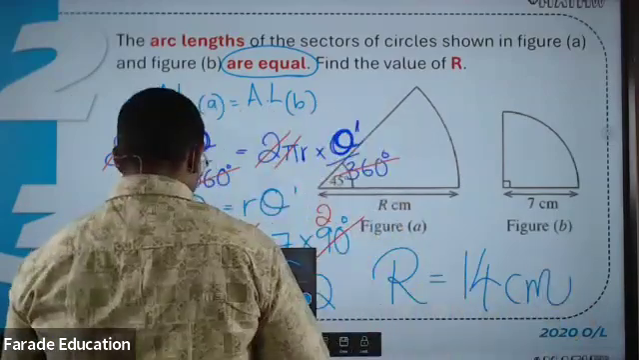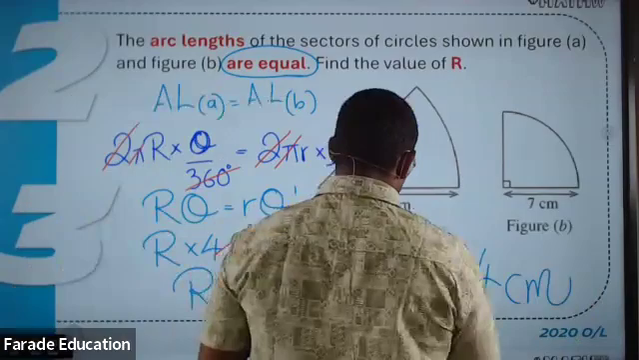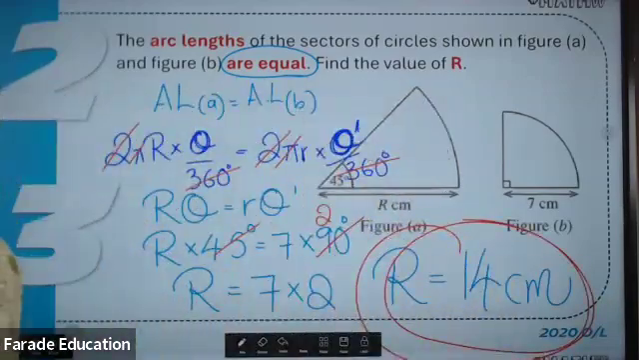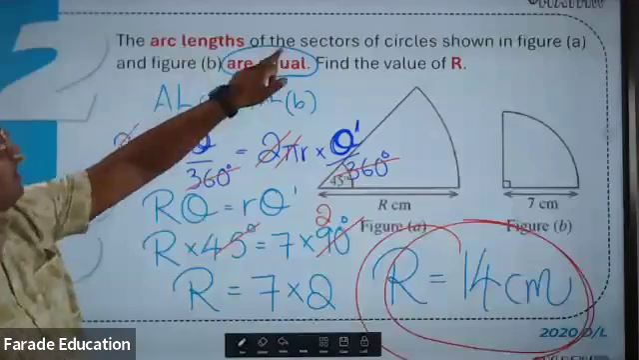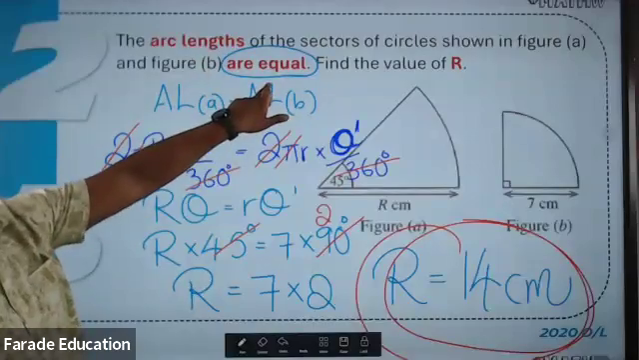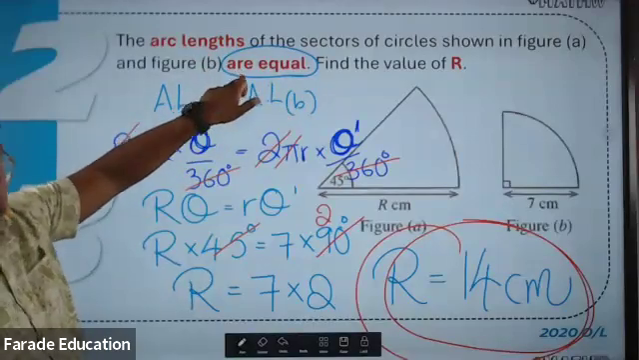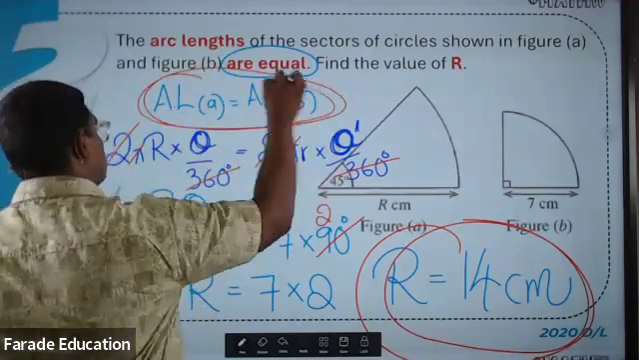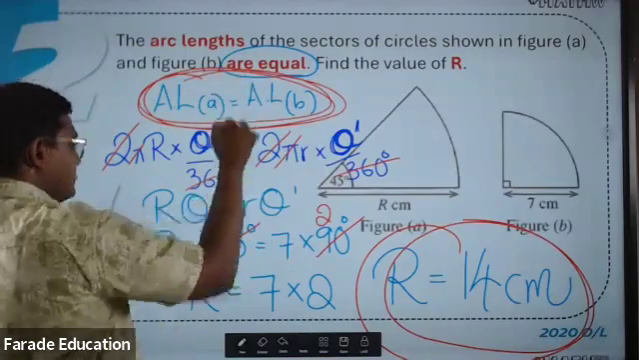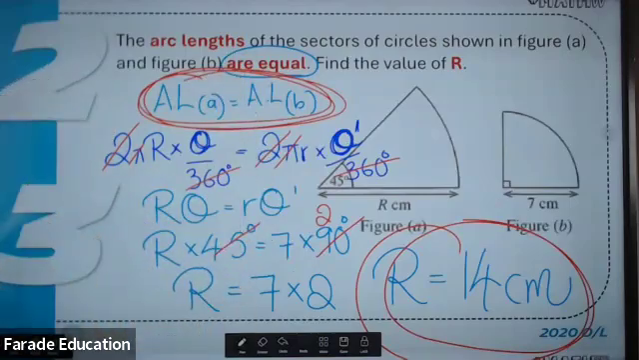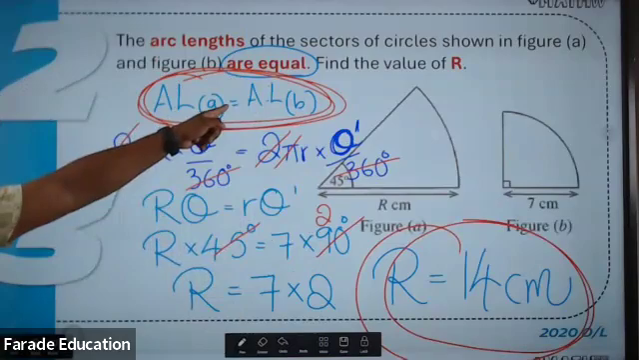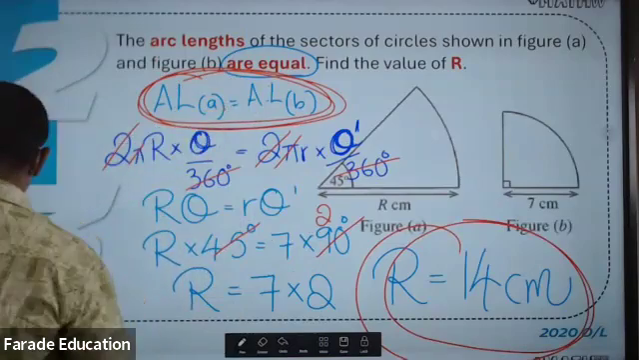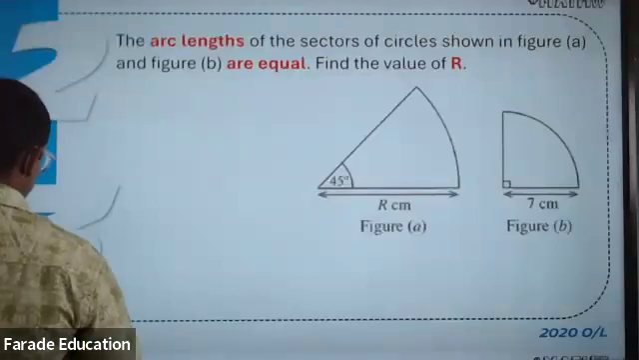Keep this simple. How do you keep it simple? You start with where they stop. They have said arc length of A and B are equal. When they say arc length of A and B are equal, you write it, and then you do the question. Where they stop, you start. That is the easiest way. The next one.